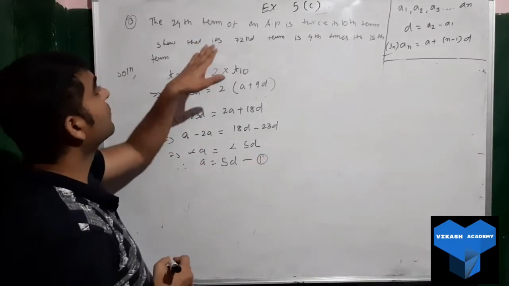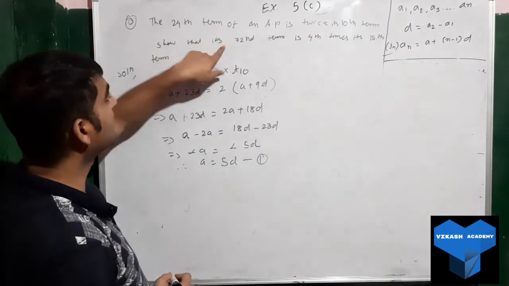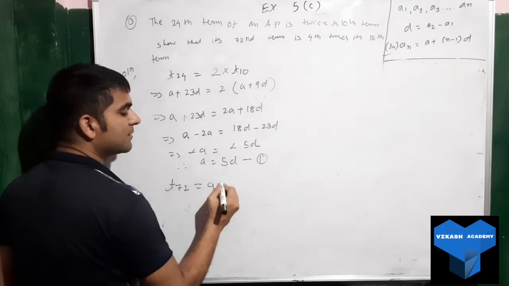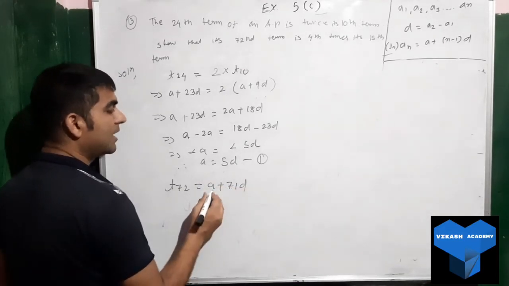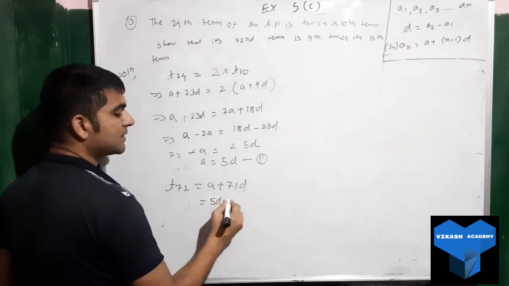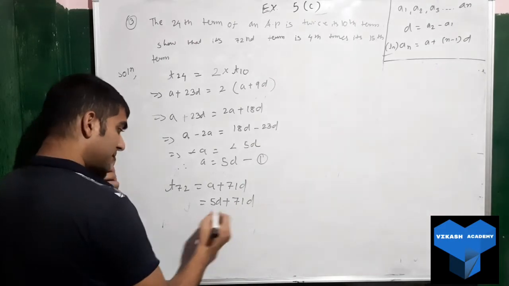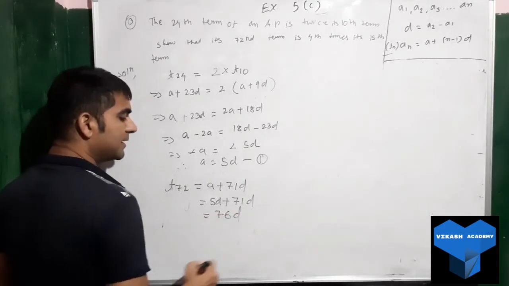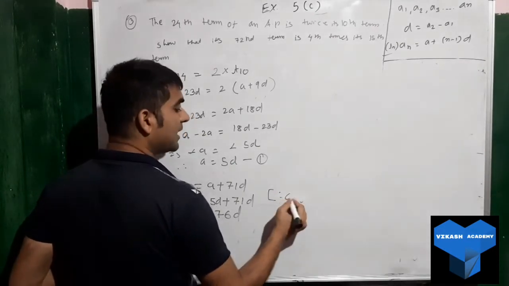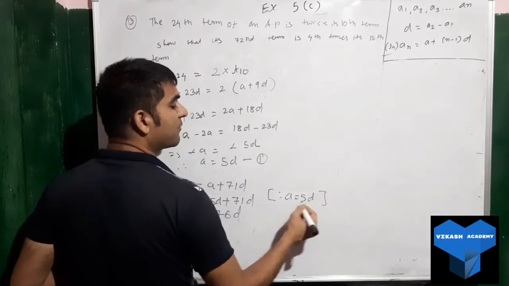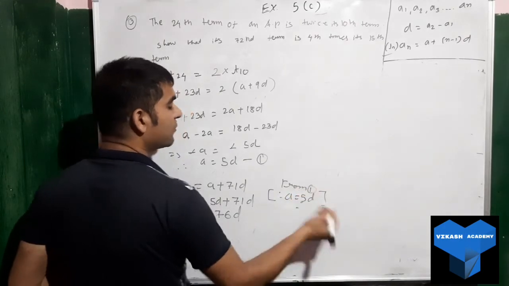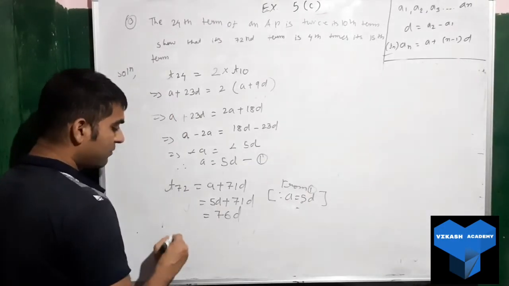Now next, we will find T72. T72 will be a plus 71d. For a we write the value, 5d plus 71d. So 5 plus 71 will be 76d. Mention that we are using equation 1, a is equal to 5d, obtained from 1.